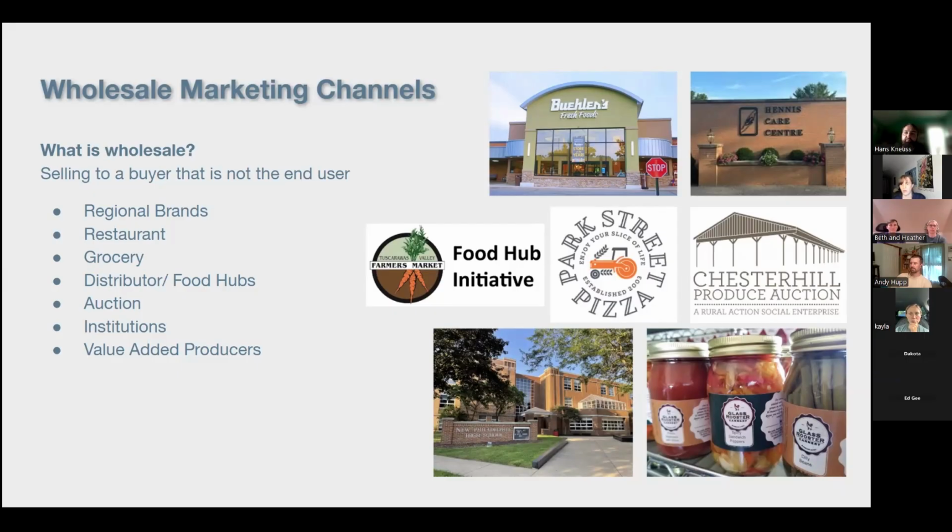I put some pictures up here of some of the places that I've sold and dealt with. There are some canneries that we've worked with in the past. We have a local farmers market food hub that sells to institutions like Hennis Care Center. Park Street Pizza, the local pizza place, has been a really good supporter of us for many years. We sold to the local school for a while. So we really tried to tap into quite a few different channels, but once again, we haven't done everything.